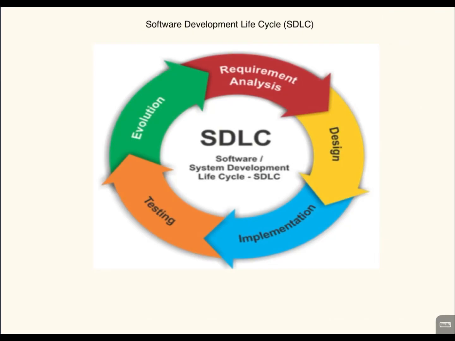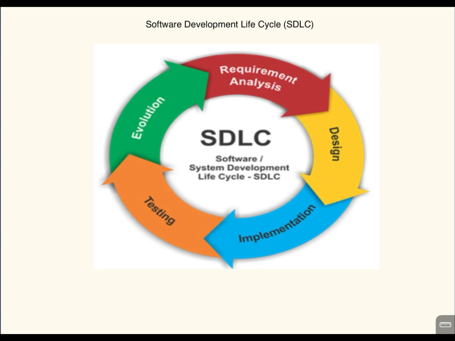We are going to discuss the software development life cycle, SDLC. The software development life cycle is a structured process for developing software systems efficiently and securely. It consists of five main phases, as you can see in this diagram, right?